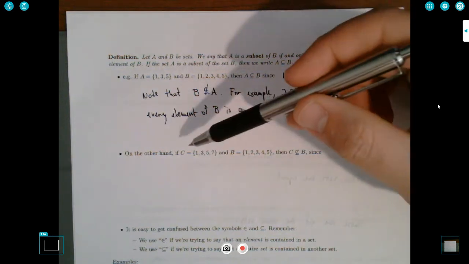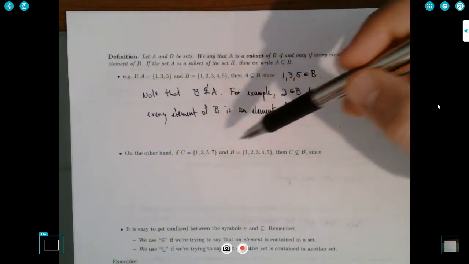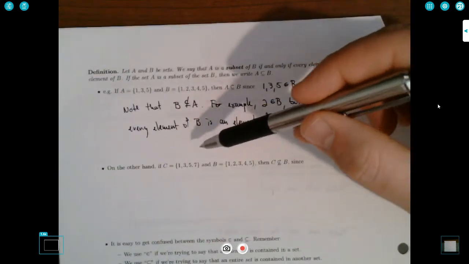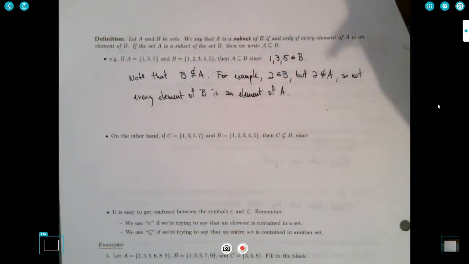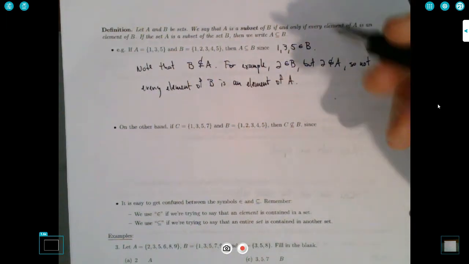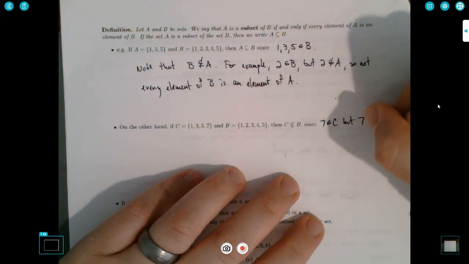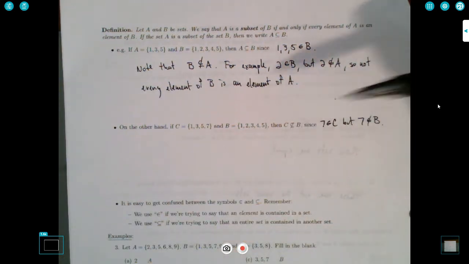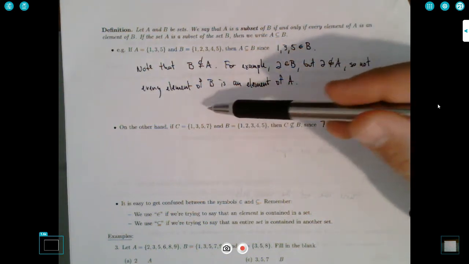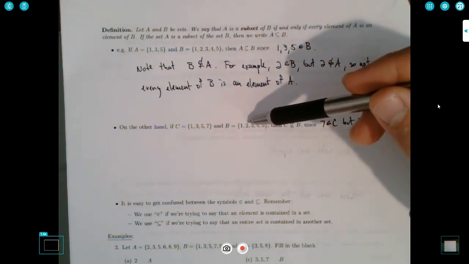Okay, so here's my answer to that question. Look, 1 is an element of C. It's also an element of B, so that's okay. 3 is in B, 5 is in B, so that's okay. But 7 is an element of C. That's not an element of B, and therefore C is not a subset of B, since 7 is in C, but 7 is not in B. Notice that B is not a subset of C either, so it doesn't work the other way around. Because, for example, 2 is in B, but it's not in C.